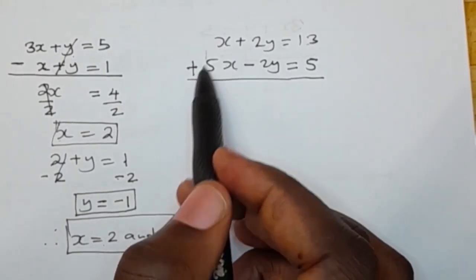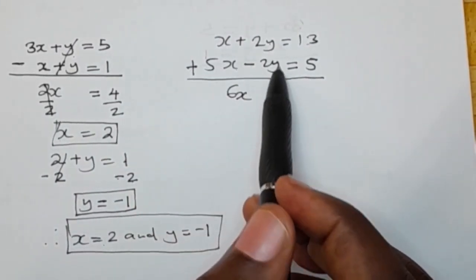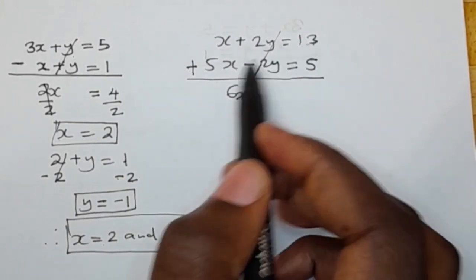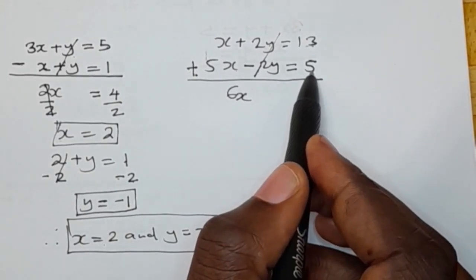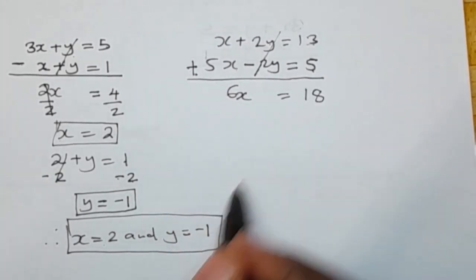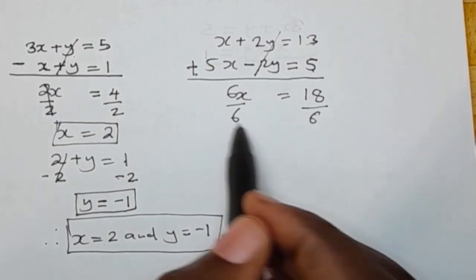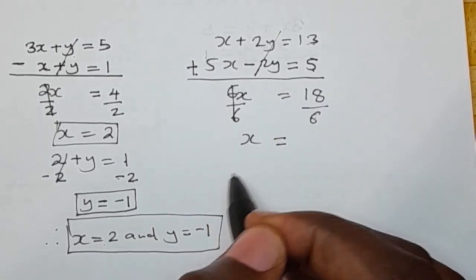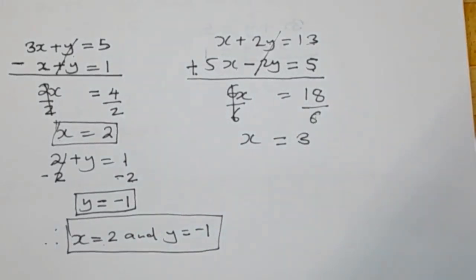So we are going to have x plus 5x, we have 6x. Then 2y plus negative 2y becomes a 0. Then 13 plus 5 is 18. So we have 18 here. We divide through by 6 to get the value of x. So x is equal to 18 divided by 6, which is 3. So the value of x is 3.